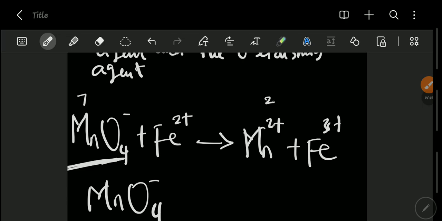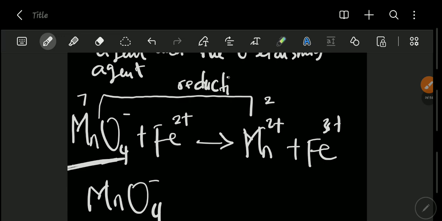So it means manganese here is 7, and manganese here is 2. Are you seeing that? There's a 2 on top here. Manganese here is 7, manganese here is 2. What do you notice? Manganese is reducing. Here it was 7, but it came here and it reduced to 2. So this is reduction.